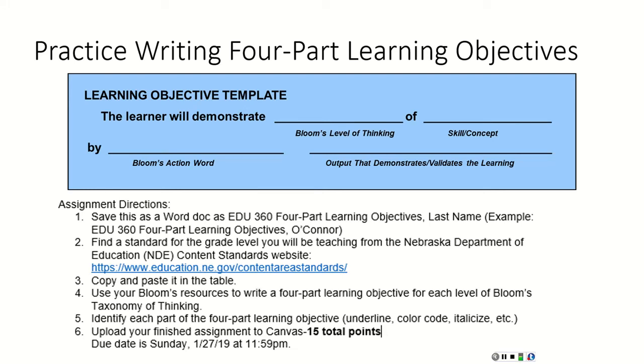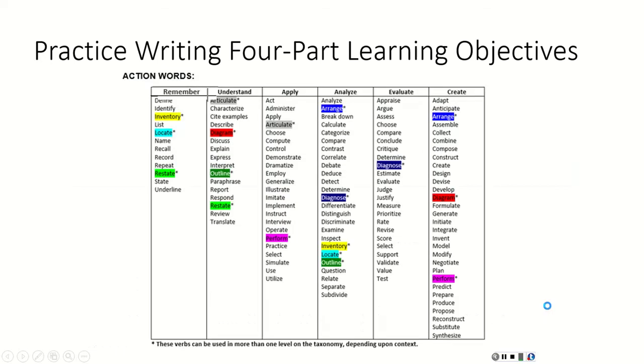and then use the resources that I provided. It could be this lecture, the template, the handout, anything that you want to practice writing 4-part learning objectives, and you're going to write it for each level of Bloom's taxonomy of thinking. You also are going to identify the 4 parts to make sure that you've got them in there. So color code, underline, and you can see by the example I provide how to do that. Upload your finished assignment that is going to be due on Sunday and is worth a total of 15 points.